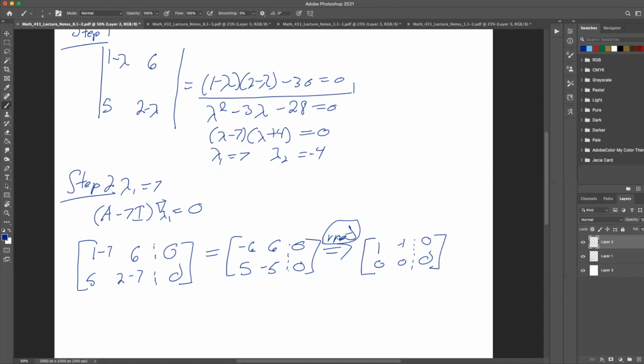So just RREF. Notice that this row is a multiple of this row. It cancels out. One way to check that you've done this right is you need to have at least one column that is free, that has no leading entry. In this case, I have no leading entry here for my y1. So my y1 is free. Okay. So our y1 is free.